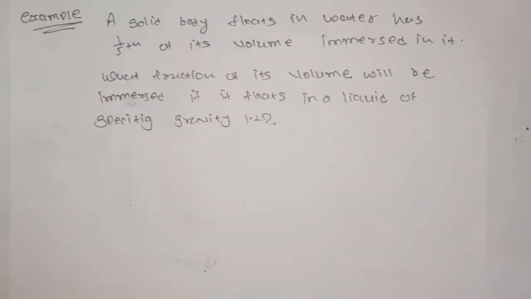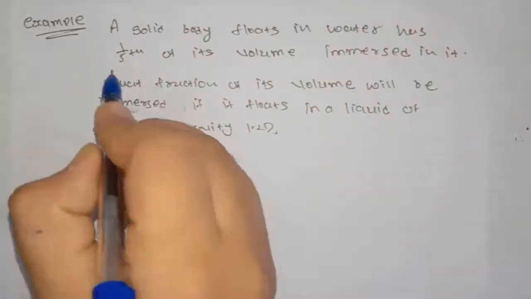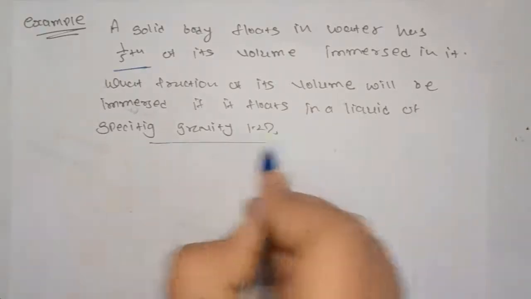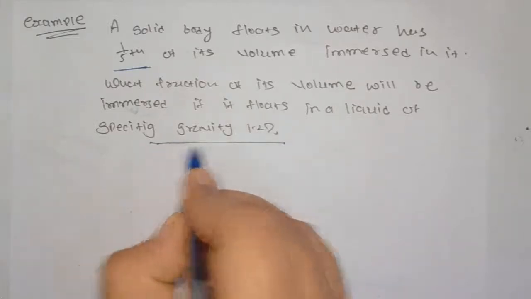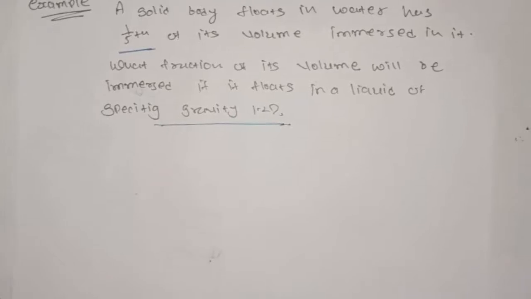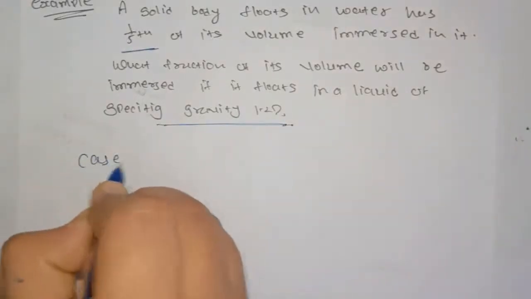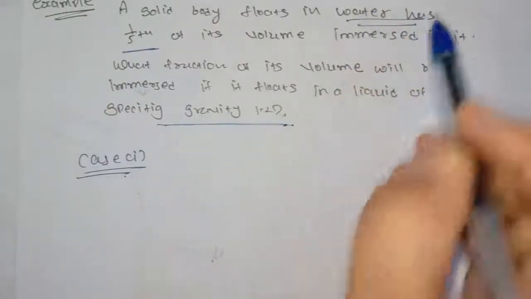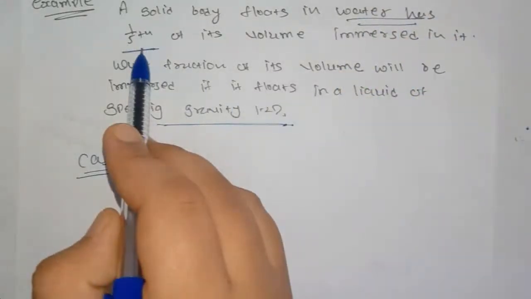Let us see one example. A solid body floats in water, has 1/5 of its volume immersed in it. What fraction of its volume will be immersed if it floats in a liquid of specific gravity 1.2? The meaning of specific gravity is the relative density. For the first case, it is floating in water with 1/5 of its volume immersed in it.